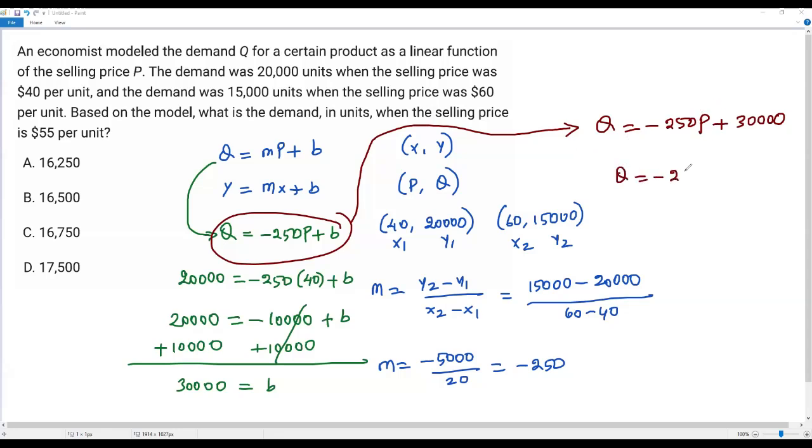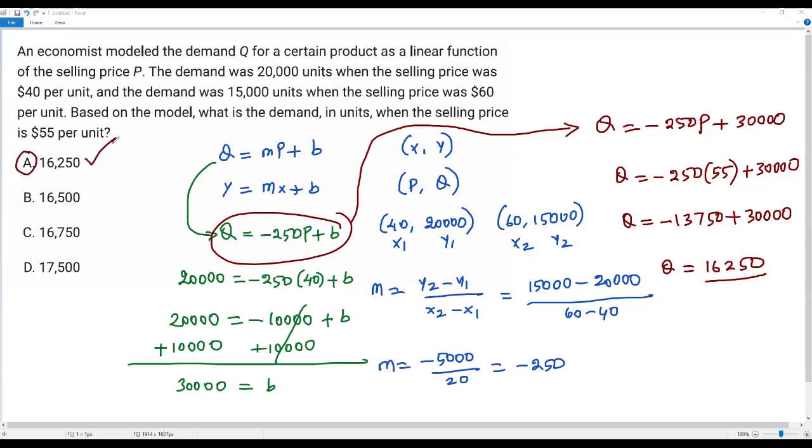Then Q is equal to negative 250 times 55, plus 30,000. When I multiply negative 250 and 55, I get negative 13,750, plus 30,000. In the next step, I combine negative 13,750 and 30,000, and I get positive 16,250. That is, when the selling price is $55, the demand is 16,250 units. We find this 16,250 in option A. So the correct answer choice for this question is option A.